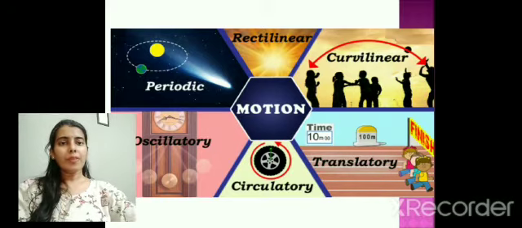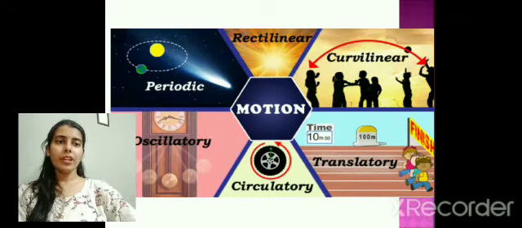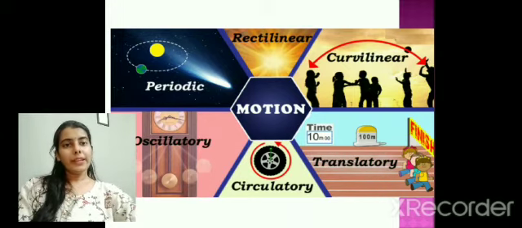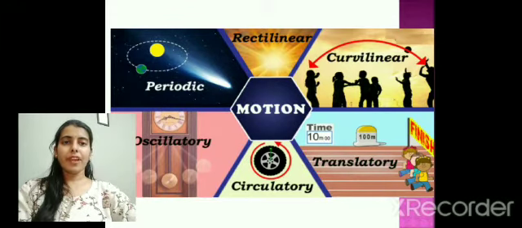Now motion can be of different types: periodic motion, oscillatory motion, circulatory, translatory, curvilinear, and one more, rectilinear. So what is a periodic motion? The motion which we have studied about the simple pendulum, because this motion repeats itself at particular intervals of time, is called periodic motion.